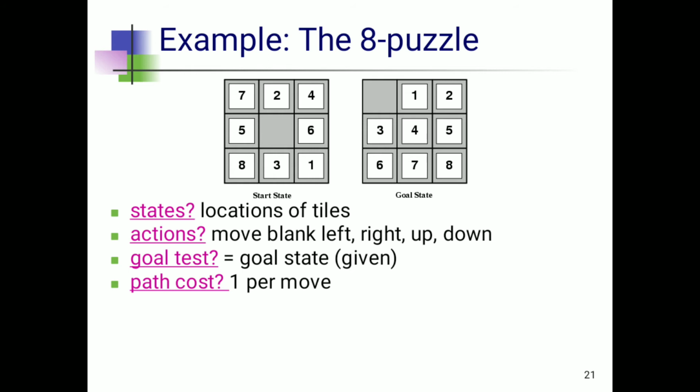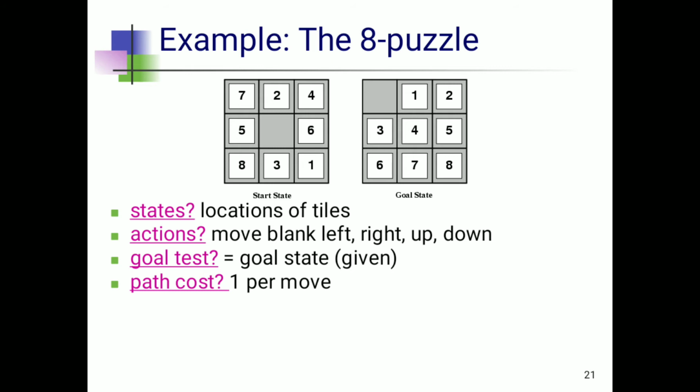So here the states represent the location of the tiles, and actions move blank. We have to move the blank slide, or blank tile. So move blank left, right, up and down. These are the possible actions. And the goal test is my goal state which is given, and the path cost is 1 per move.